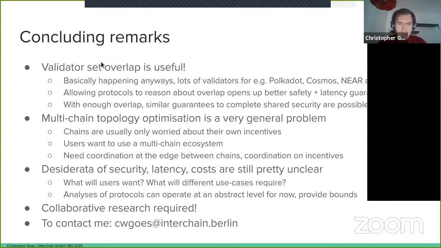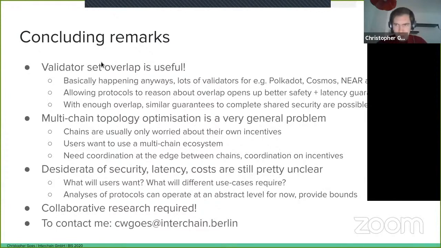Now, the desiderata of what different use cases require in terms of security and latency or costs are still pretty unclear. These protocols are still in the nascent stage. Some bridges are in production. Many things are in testnets.